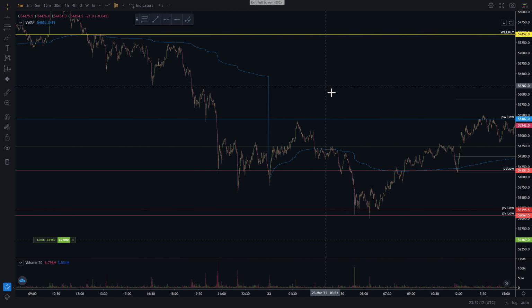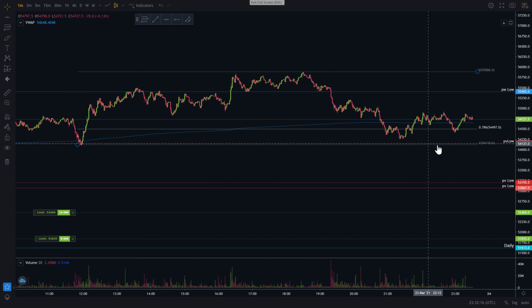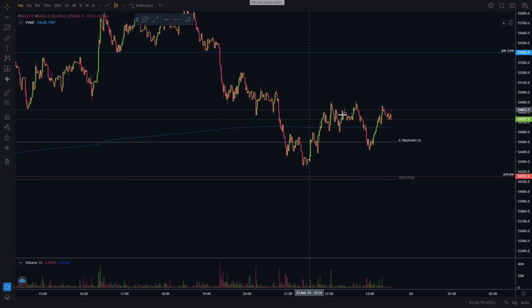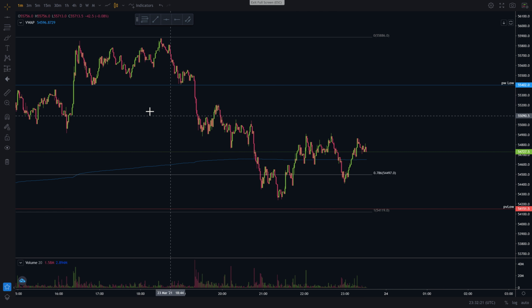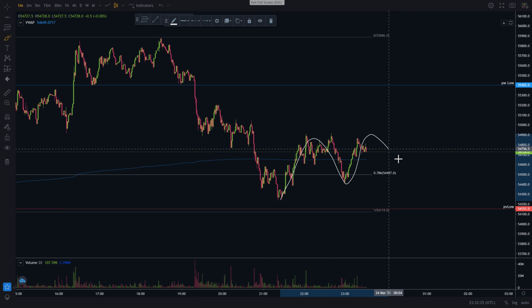In the last few days we had just downtrends, and then we had local uptrends. Now Bitcoin is not in a trend, it's going sideways. It's a little sideways range, but we can expect something like this.